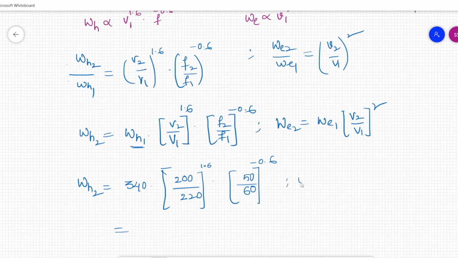And WE2, which equals WE1, the eddy current loss at the first condition given in the question, is 120 watts into (V2 is 200, V1 is 220) whole square. So we are going to get some value of WE2.